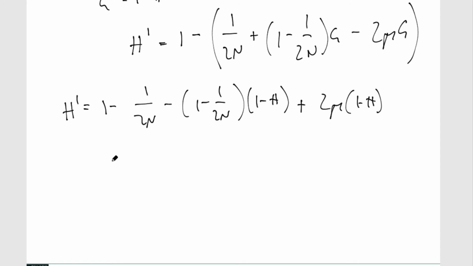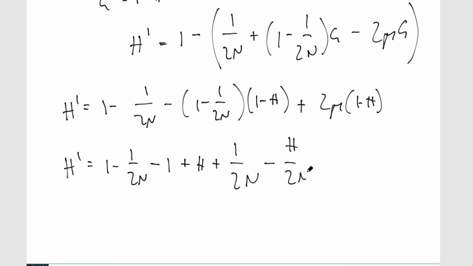So let's fully expand this equation. We have h dash equals 1 minus 1 over 2n minus 1 times 1, so that's minus 1. Then we have here 1 minus h, 1 times minus h is minus h, but we have here minus, so that's plus h. Then we have minus 1 over 2n times 1, so that's minus 1 over 2n, but because we have a minus here, that's going to be plus 1 over 2n. And we have minus 1 over 2n times minus h is plus h over 2n, but because we have a minus here, that's going to be minus h over 2n, plus 2 mu minus 2 mu h. That's the fully expanded equation.